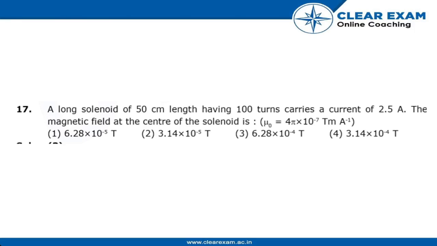A long solenoid of 50 cm length having 100 turns carries a current of 2.5 amperes. We have to find the magnetic field at the center of the solenoid. We are also given the value of mu naught as 4 pi into 10 to the power minus 7 Tesla meter per ampere.